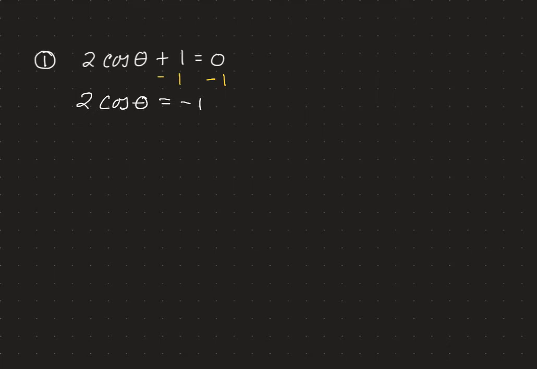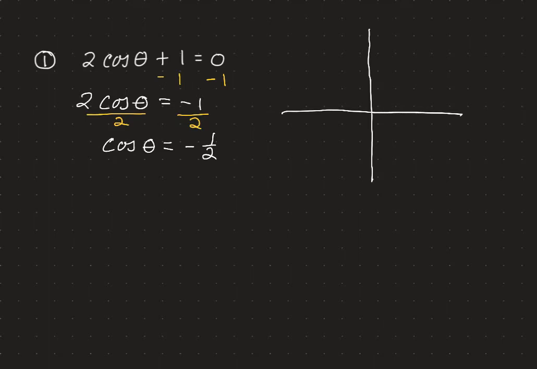Okay, now we have 2 times the cosine of theta. Therefore, we're going to do the opposite, going to divide by 2. So the cosine of theta equals negative 1/2. Okay, let's think about that. I began talking about this during our last class session, I believe, the last video.